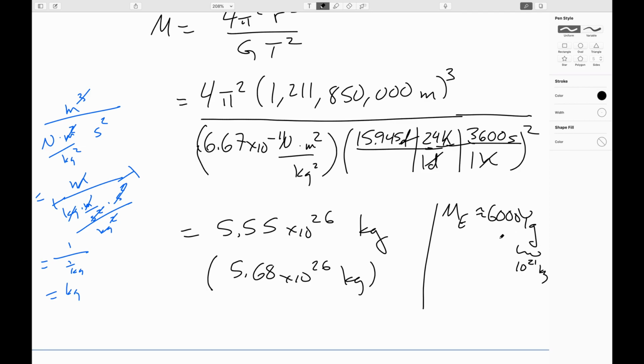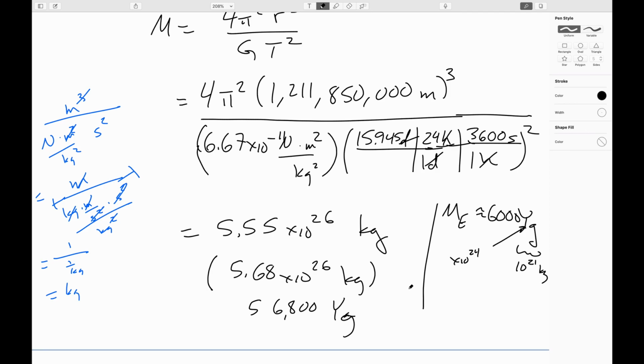And so we look at this over here. If we use, say, the 5.68 times 10 to the 26, this would be like 56,800 yottagrams. So it's like, all right, it's a little bigger than, right around 9-ish Earth masses. So I could totally believe that would be a legitimate number for the mass of Saturn.